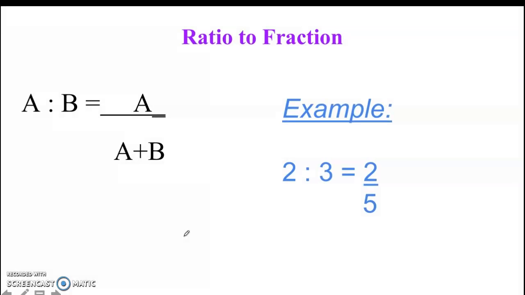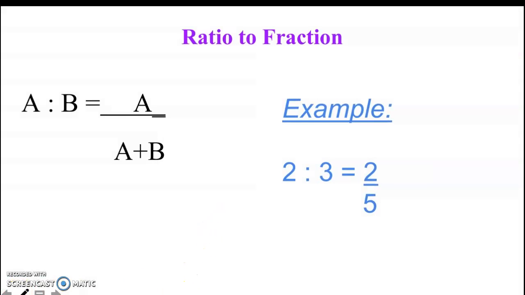Now we need to take that ratio and turn it into a fraction by doing this. A, B, whatever it is, the first number always goes in the top, and then the bottom number is what you get when you add both of them. So in this example, this is the same thing. The first number goes in the top, and the bottom is the 2 plus 3. That's why we got the 5.